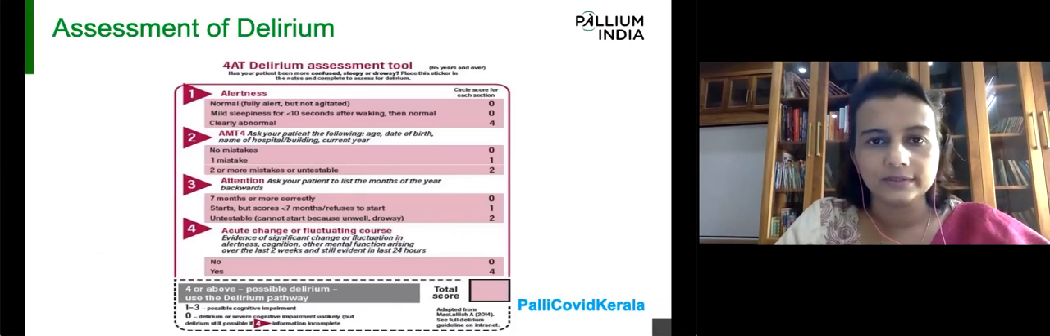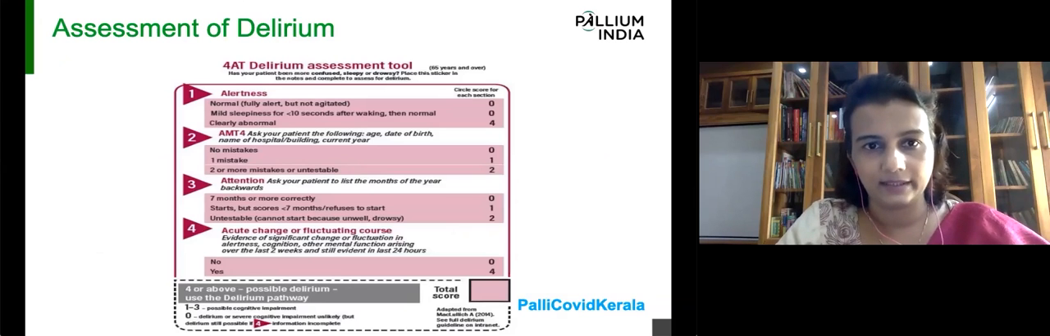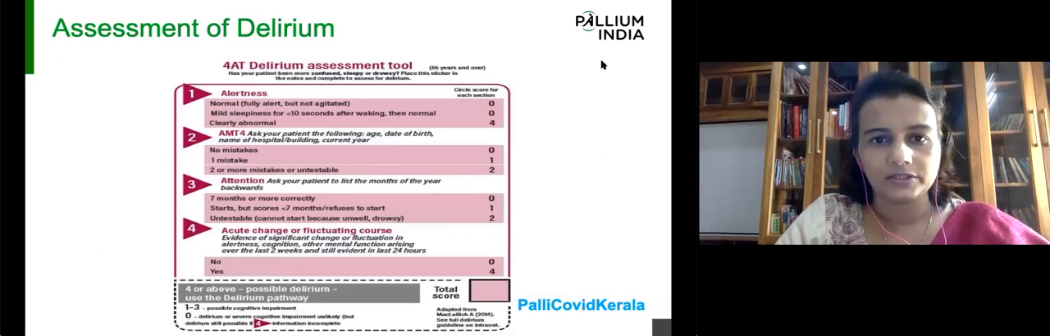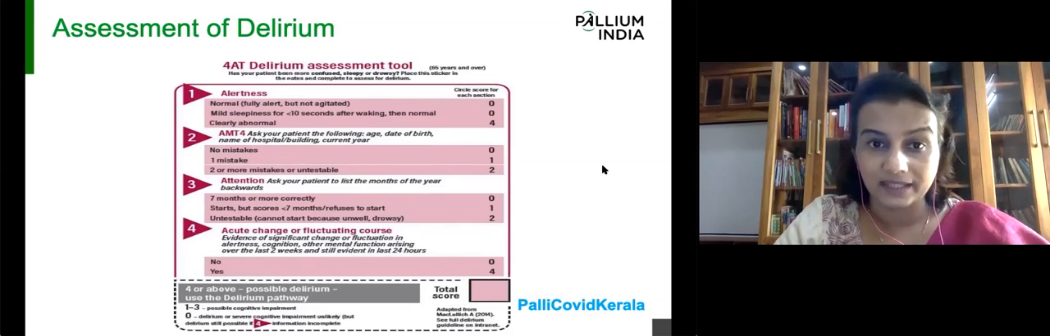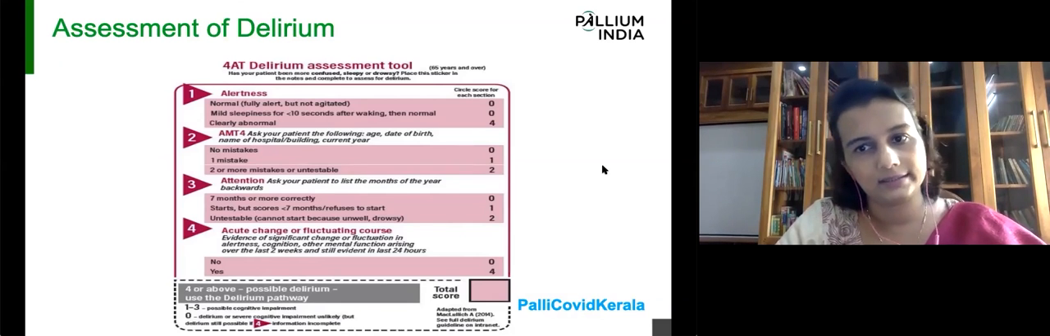There are lots of tools available in clinical practice, but for our purpose, we have described a very simple tool which can be used for delirium. Again, it might not be possible to do this in our patient scenario, but this is the simplest one that's available. It's called the 4AT delirium assessment tool, where you've got 4 items. So the first one is alertness. Here, if the patient is fully alert, they get a score of 0. But if the patient is clearly abnormal, not alert, they get a score of 4.